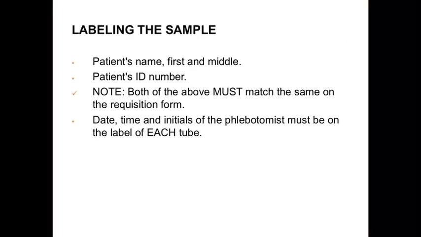Now labeling of the sample is very important. First see the patient's name: first name, middle name, last name. Then the ID number. Note that both of the above must match the same on the requisition form. Date, time and initials of the phlebotomist must be on the label of each tube.